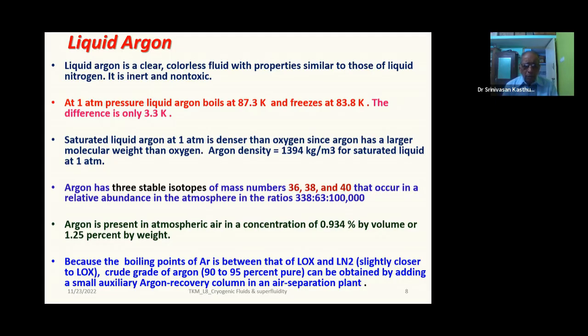Because the boiling point of argon is between liquid oxygen and liquid nitrogen, slightly closer to liquid oxygen, you have seen the boiling point is about 87.3. Crude grade argon can be obtained by adding a small argon recovery distillation unit. In a conventional distillation unit, you can add a small argon recovery system, and thereby you will be able to recover argon in the distillation of oxygen part.